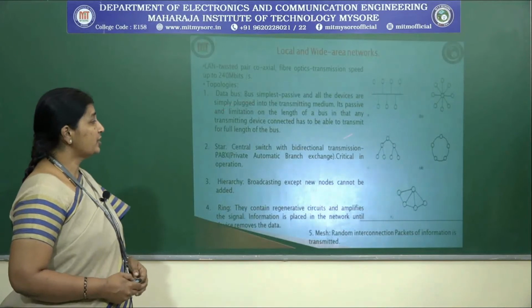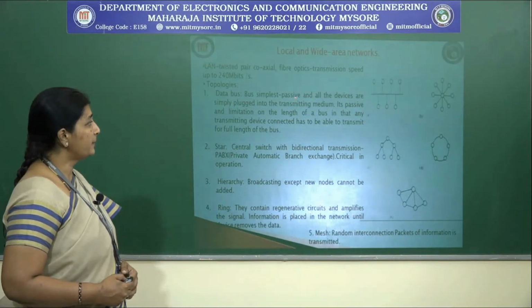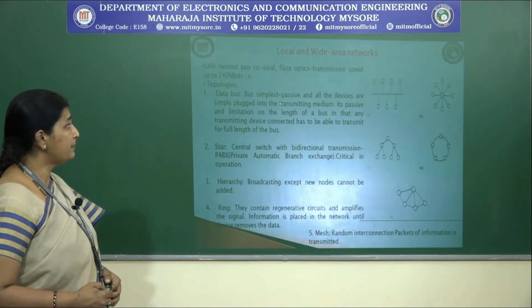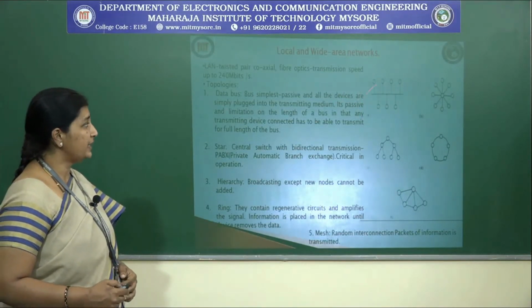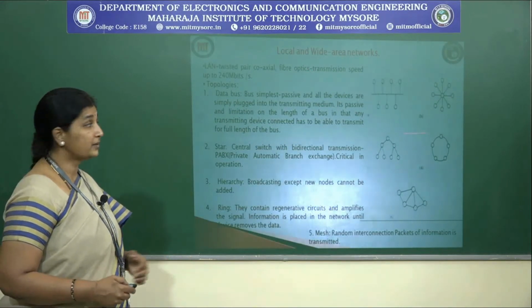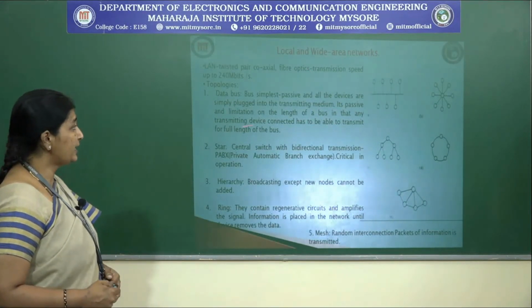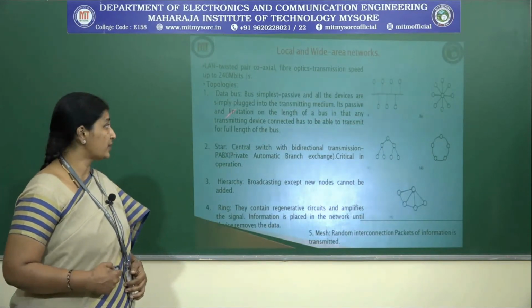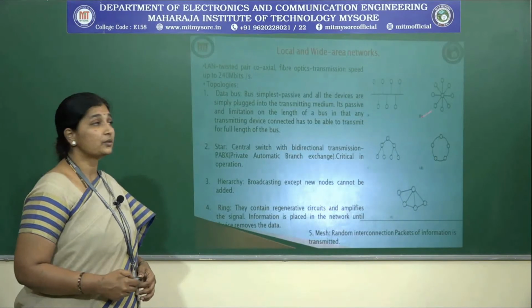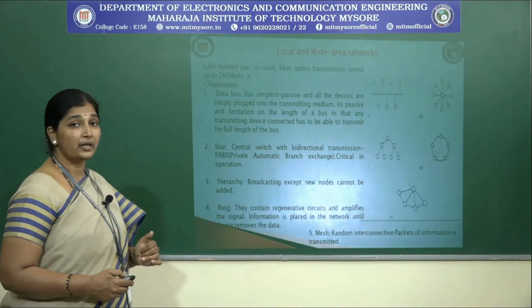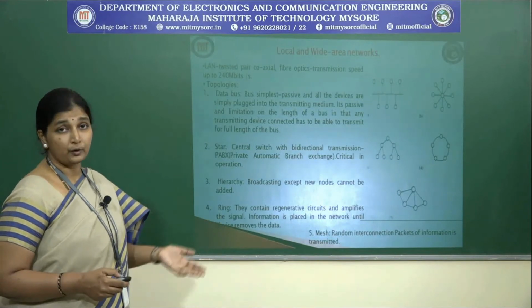So what is a bus structure? A simple bus structure is passive, and all the devices are simply plugged into the transmission media. The limitation is the length of the bus: any transmission device connected has to be able to transmit for the full length of the bus. It cannot be short. It can't have any other path for transmission.